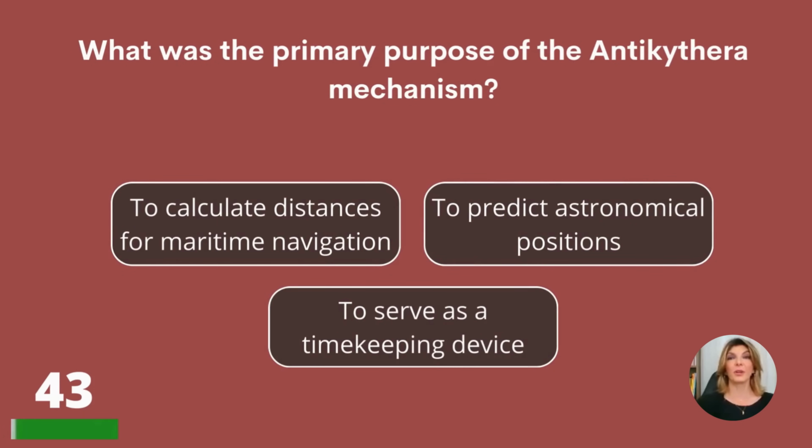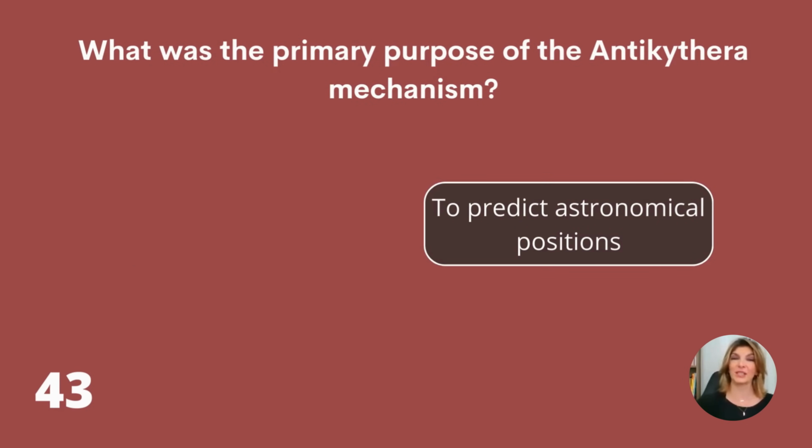What was the primary purpose of the Antikythera mechanism? To calculate distances for maritime navigation, to predict astronomical positions, or to serve as a timekeeping device? To predict astronomical positions.